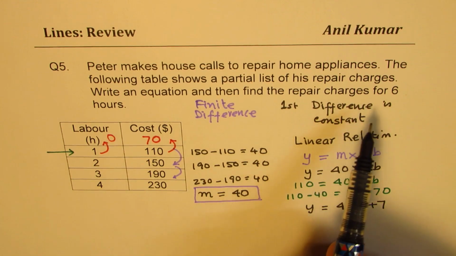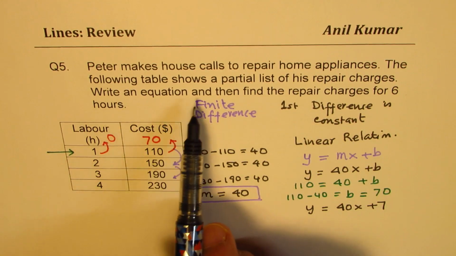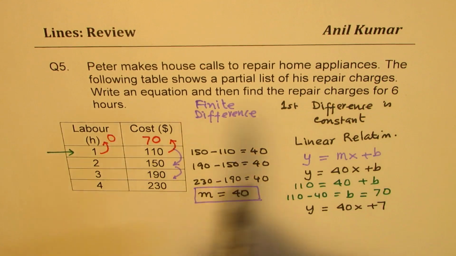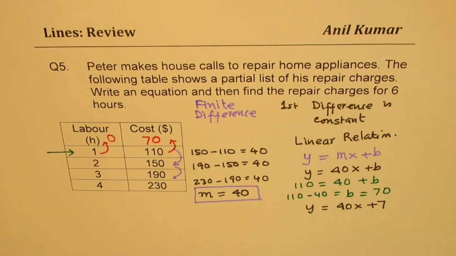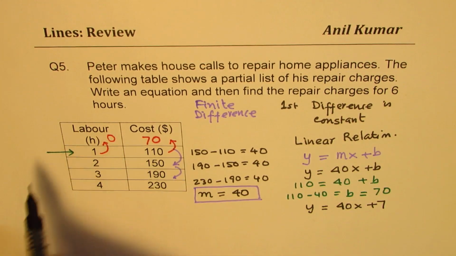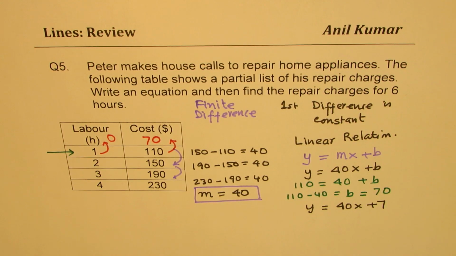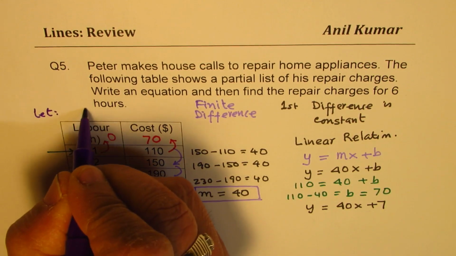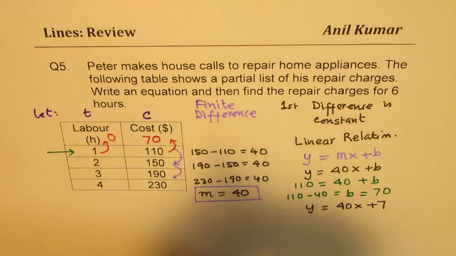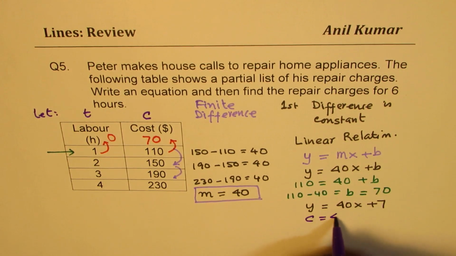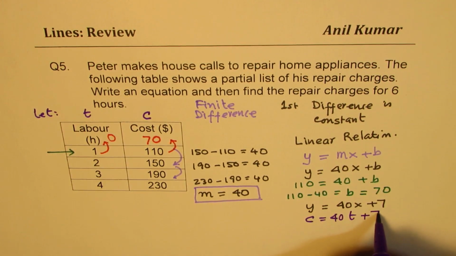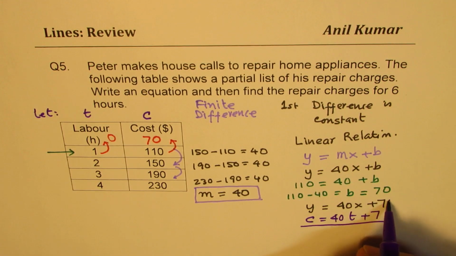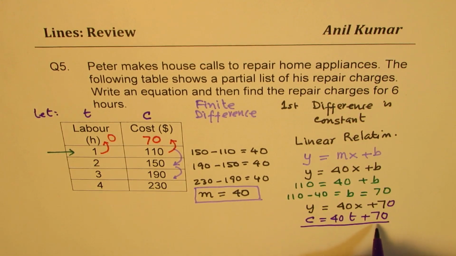Now, part B is to find the repair charges for 6 hours. So that is the equation. Normally, you will like to write this equation in the variables which you are working with. So let me rewrite this equation. Let t be the time and c be the cost. In that case, our equation will be c equals 40t plus 70. Does it make sense? So that is the way we should be writing it.